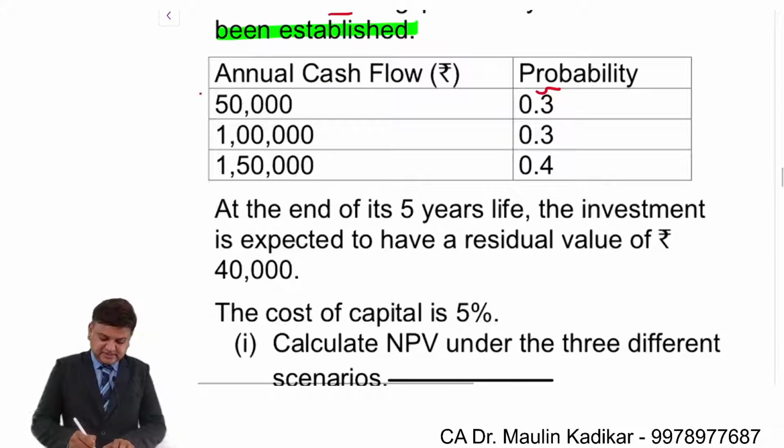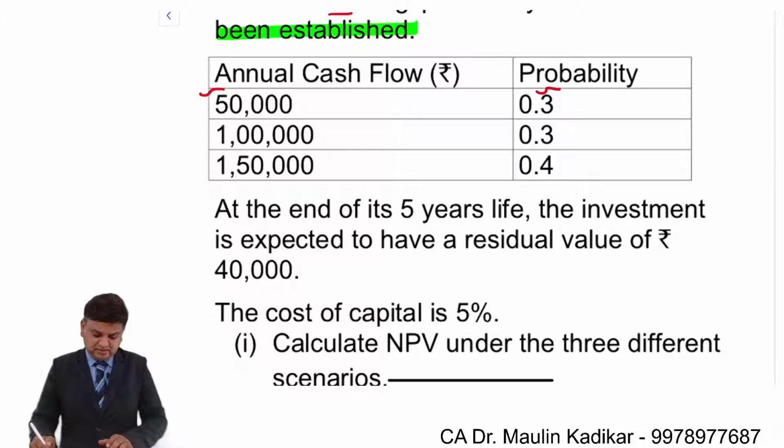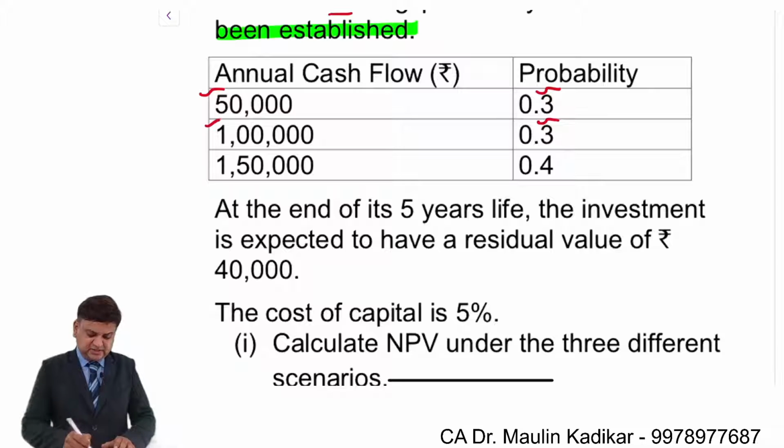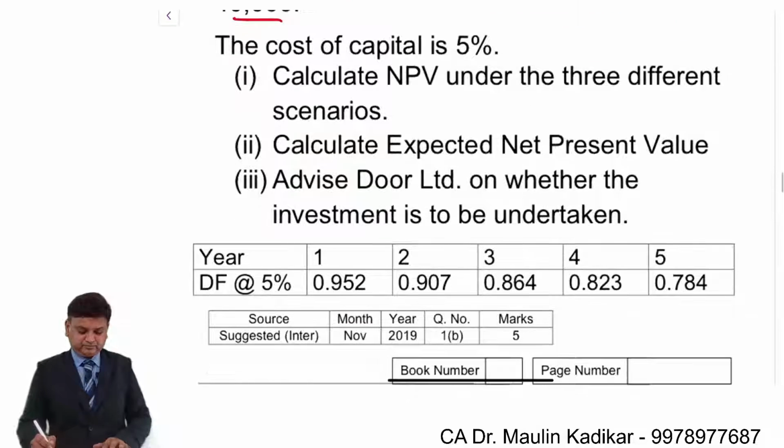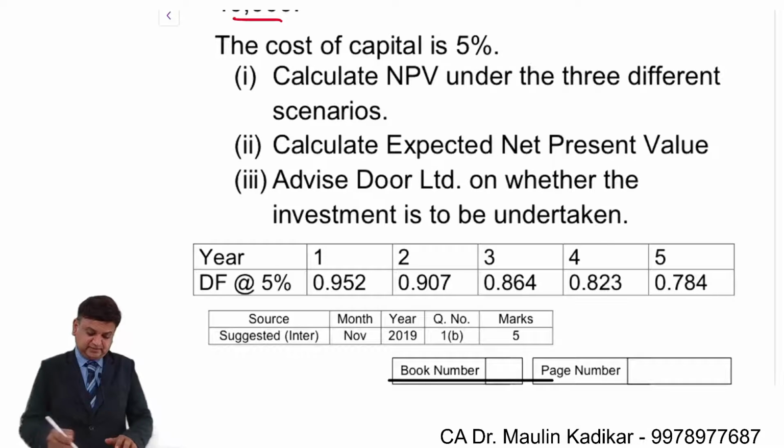There are 30% chances cash inflow will be 50,000. Another 30% chances it will be 1 lakh. 40% chances 1 lakh 50,000. At the end of the 5th year of the life, investment is expected to have a residual value of 40,000. And of course, it is going to be generated in each of the cases. Discounting rate is 5%. The first question is calculate NPV under 3 different scenarios.